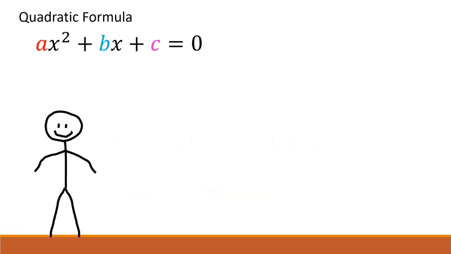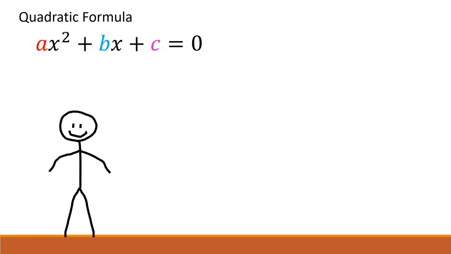The quadratic formula can be used to solve any quadratic equation as long as it's in standard form. That means that all of the like terms have been combined and they're on one side of the equal sign, so that equal 0 is really important.